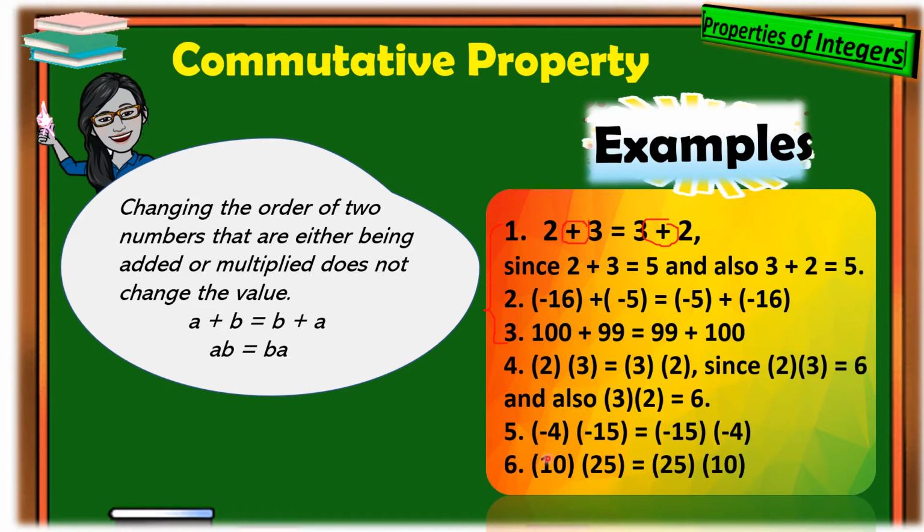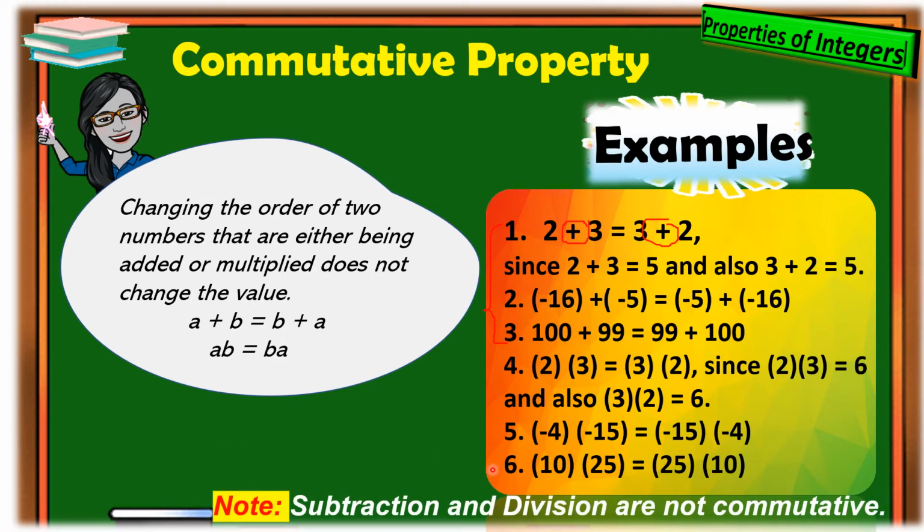Okay? So, number 5, negative 4 times negative 15 is equal to negative 15 times negative 4. Diba? Same lang yan kapag multiply. And number 6, 10 times 25 is also equal to 25 times 10. Okay? Take note that subtraction and division are not commutative. So, hindi mo pwedeng pagbaliktarin din yung position ng given. Okay? Sa subtraction tsaka sa division kasi magkakaiba ng sagot. Okay? Ang commutative ay para sa addition and multiplication.